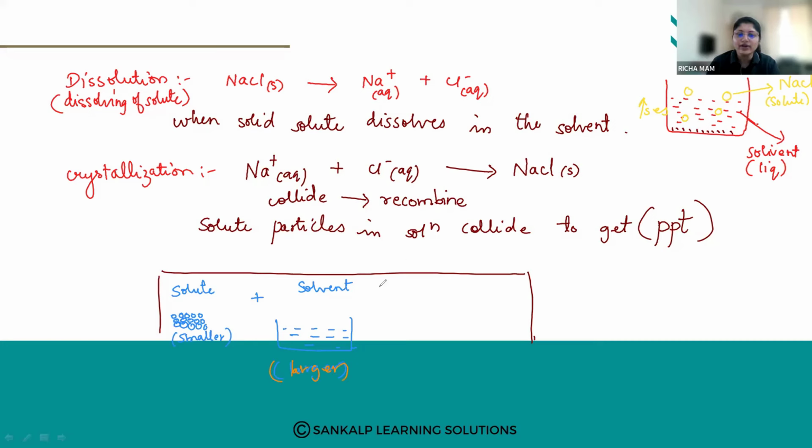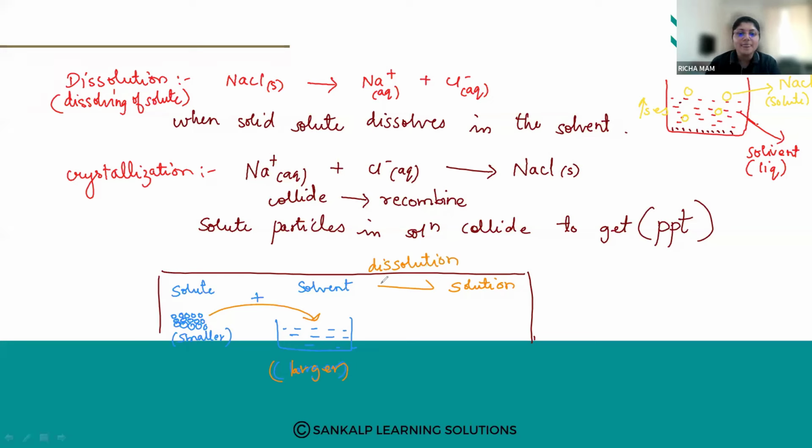Now what will happen when the solute gets dissolved in this solvent? The process will give you a solution. So when a smaller quantity of solute is dissolved in a solvent which is in a larger quantity, it gives you a solution. This process of dissolving the solute into the solvent is called dissolution.